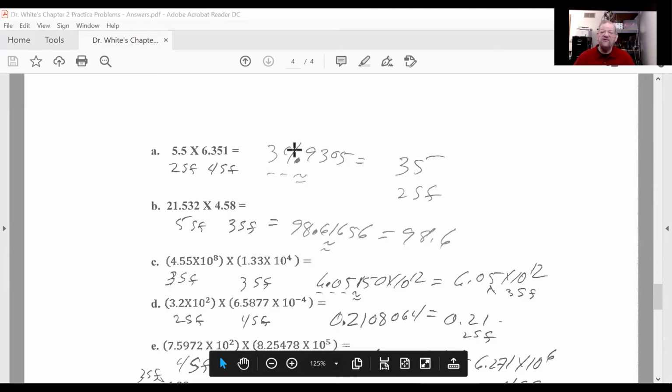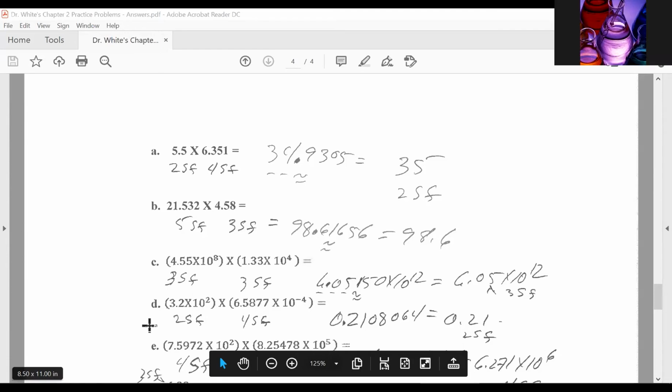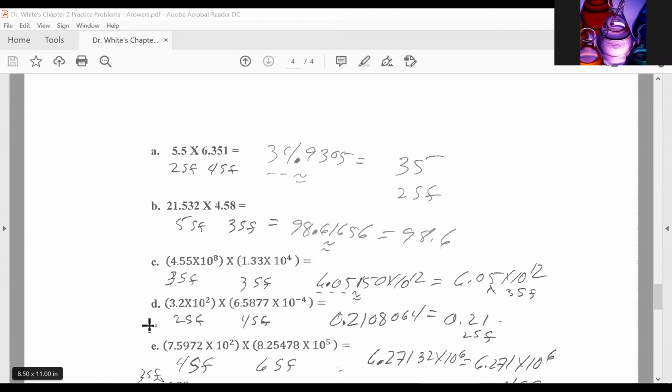All right, let's continue with chapter 2, problem set. And the question is, how do you do math operations to get the correct number of significant figures? The rule is for multiplication and division, you get the same number of significant figures in your answer as the number you multiply or divide that has the smallest significant figures. Let me say it again. Your answer has the same number of significant figures as the number you multiply or divide that has the smallest significant figures. That sounds better.